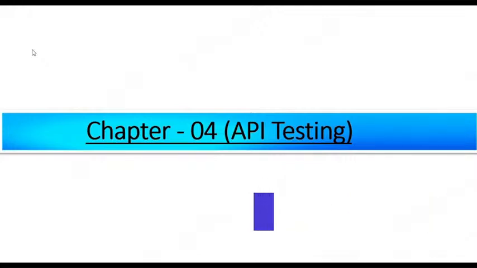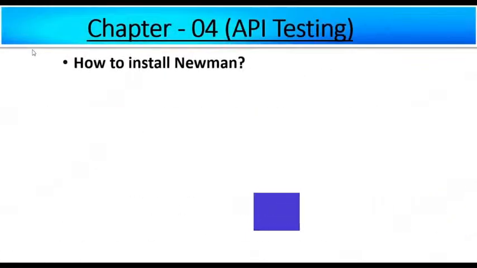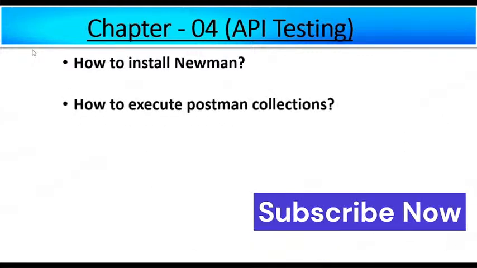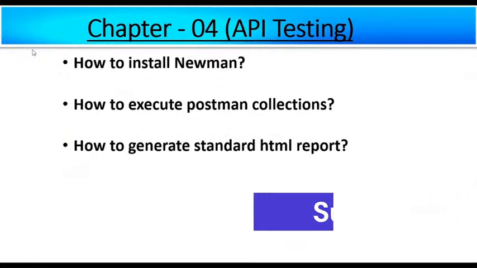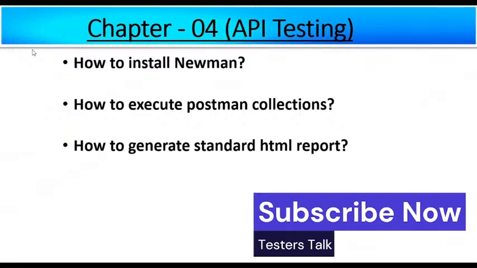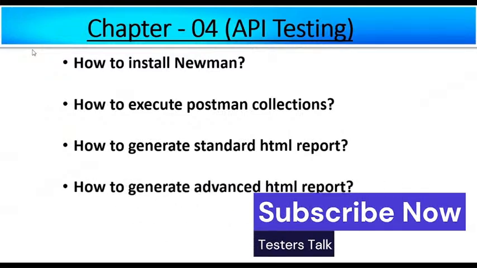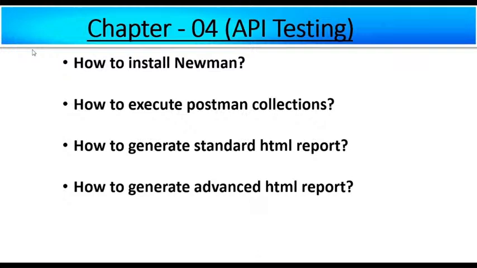In this chapter 4 of the API testing tutorial, I will discuss how to install newman. Then I will discuss how to execute the Postman collections from the command prompt. Then I will discuss how to generate the standard HTML report after executing the Postman collections from the command prompt. Finally I will discuss how to generate the advanced HTML report after executing the collections from the command prompt.